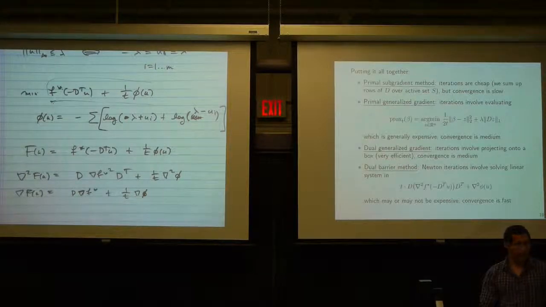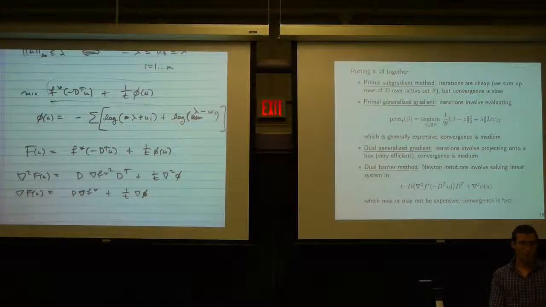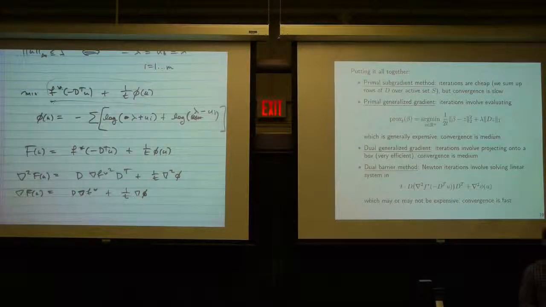Okay, so putting it all together, what have we learned? Here are the points we learned. Primal subgradient method, iterations are cheap. All we do is we sum up over the active rows of D, the ones that when we multiply by beta, we have non-zero elements. But the convergence is very slow. Primal generalized gradient, we don't know how to do those iterations generically. They seem expensive for a generic D. Convergence is medium. It'll be better than subgradient method, but not super fast.